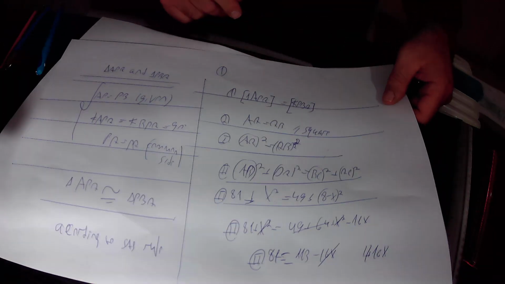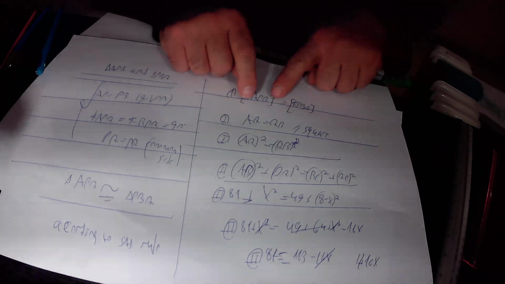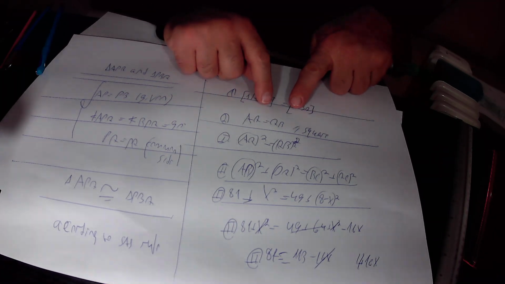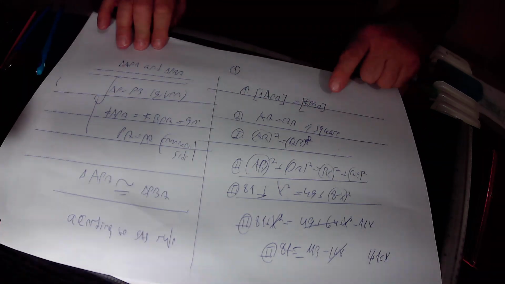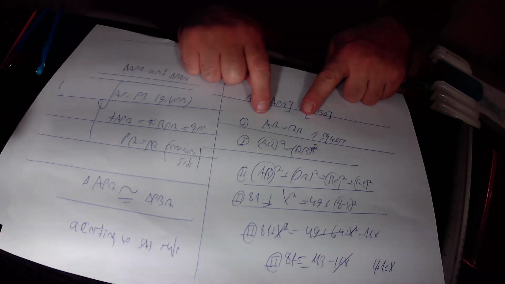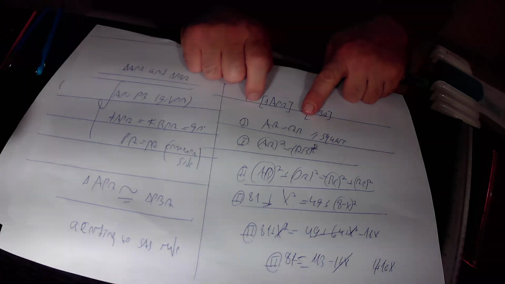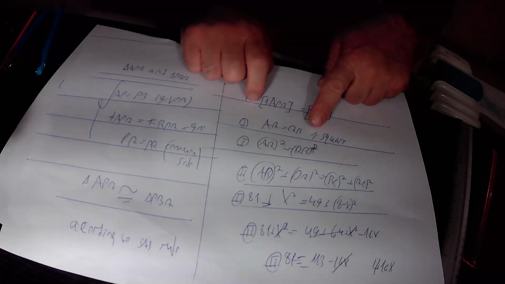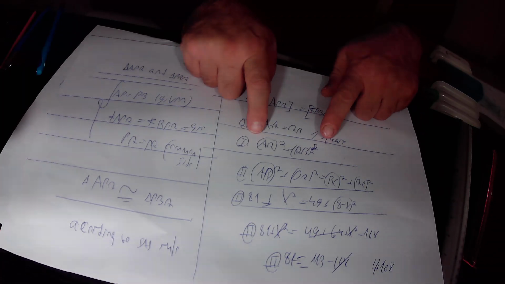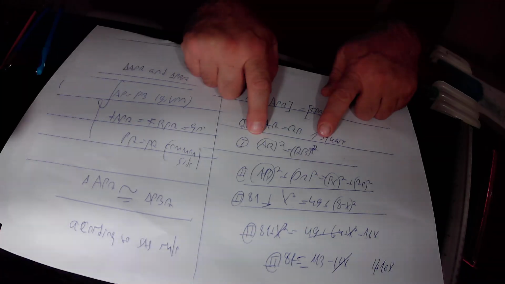And again, AQ equals QB. The next step is to square both sides of the equation and find out that AQ square equals BQ square. So in total, we found out that AQ square equals BQ square.